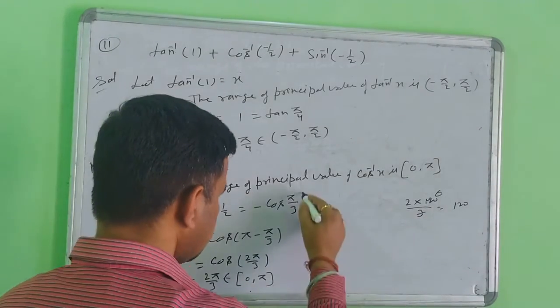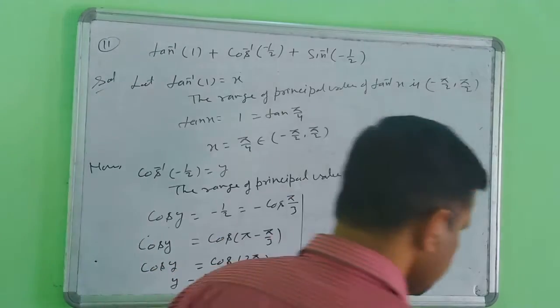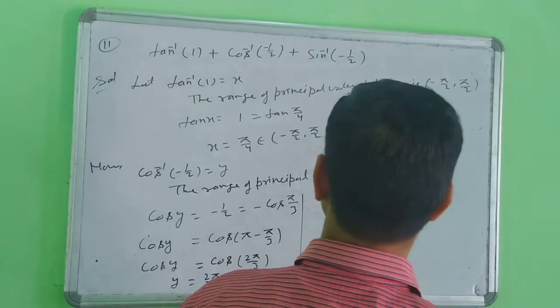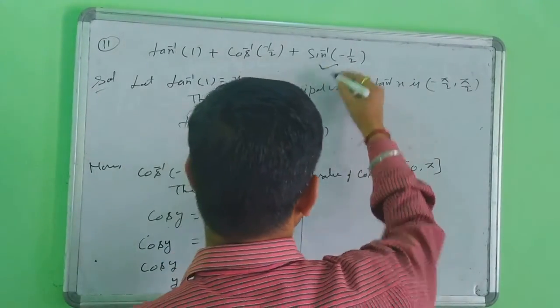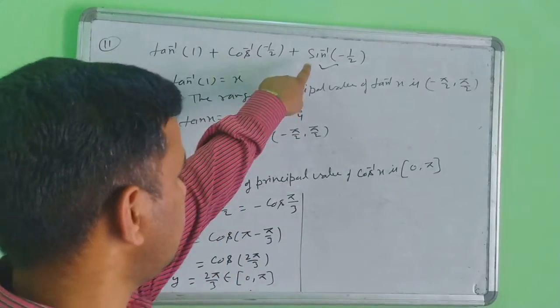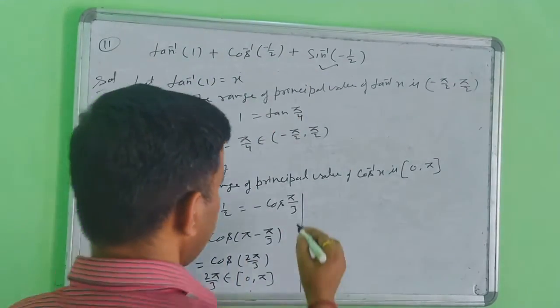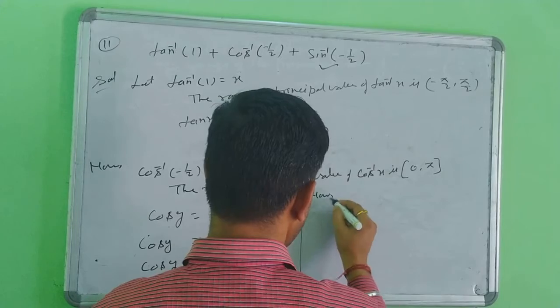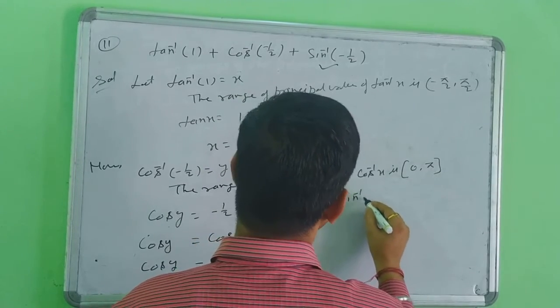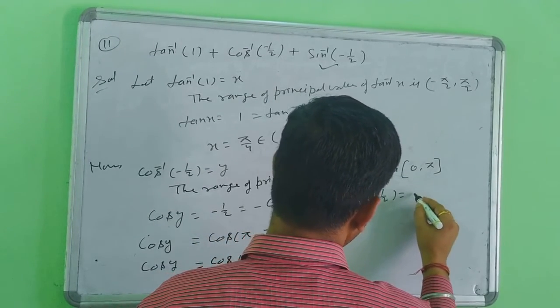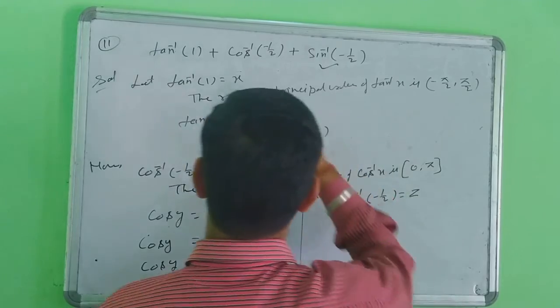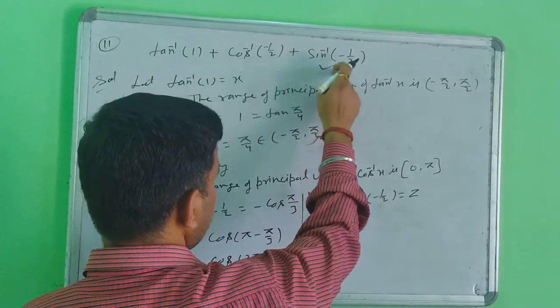The next, third part here. What is the third part? Sin inverse x. You will use sin inverse similarly. So now sin inverse of minus 1 by 2 equals z. Here we take x, y, and the last is z.